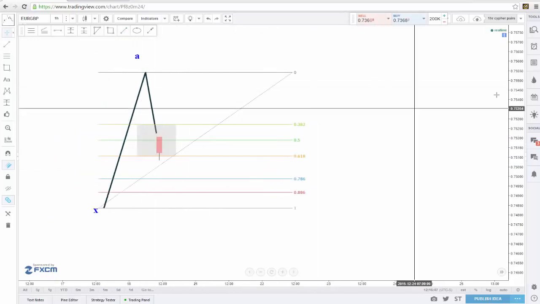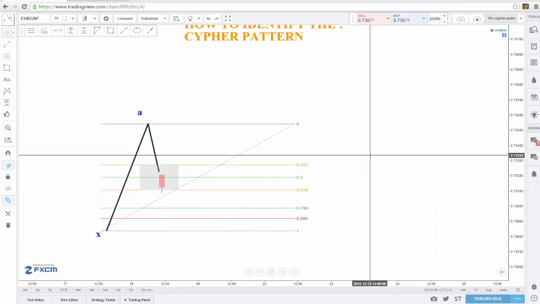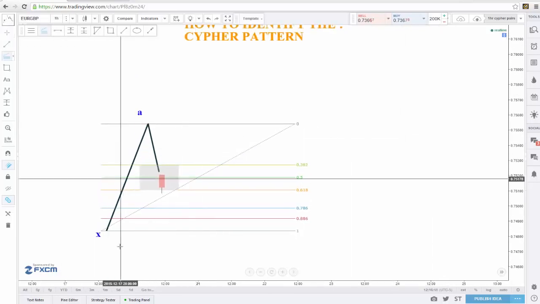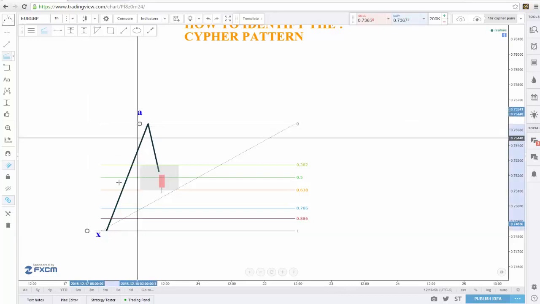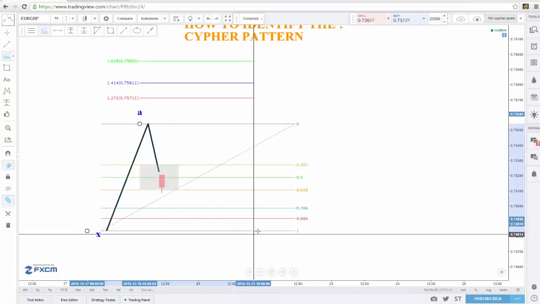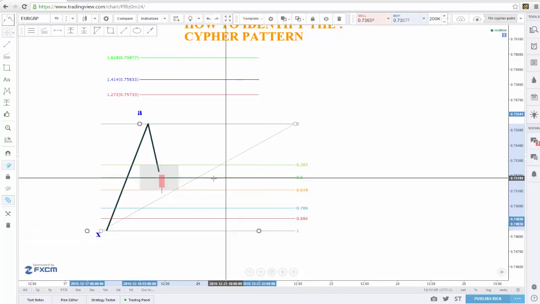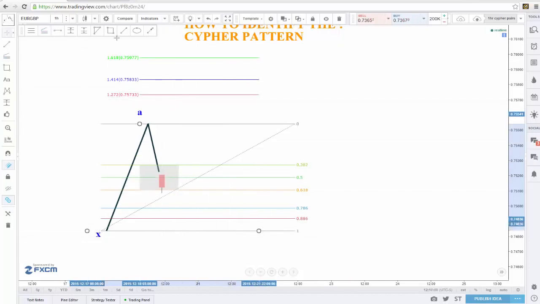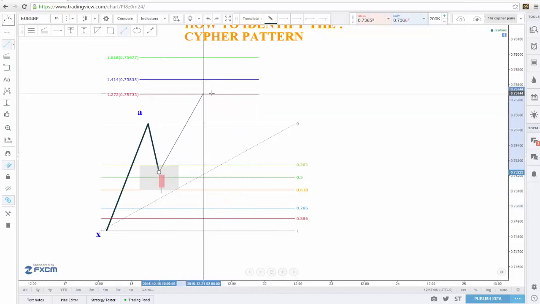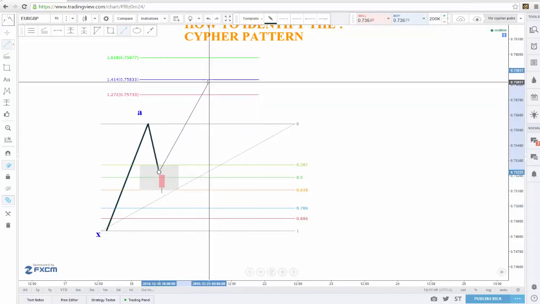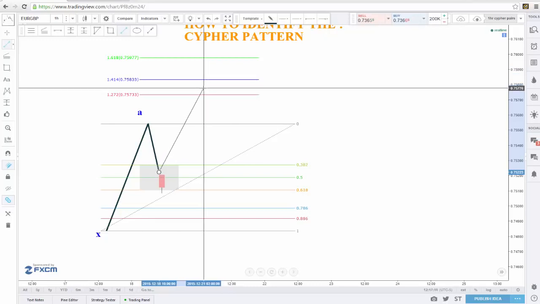Moving on, the next rule of the cipher pattern is a Fibonacci extension from X to A and back down to X that comes up into a 127 but does not close above 1414.